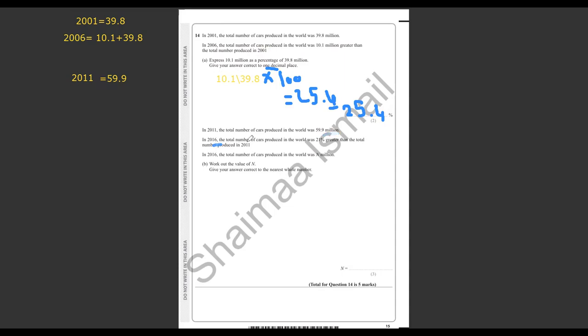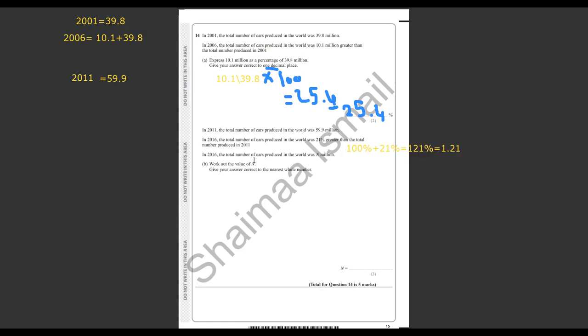In 2016, the total number of cars produced in the world was 21% greater than the total number of cars produced in 2011. So here, the 21% greater means 121%. From where do I get it? I make 100 plus 100%, for sure. As it's greater than, we have to add 21, the extra percent. When we add them, we get 121%, which we can write as 1.21 in decimal places.